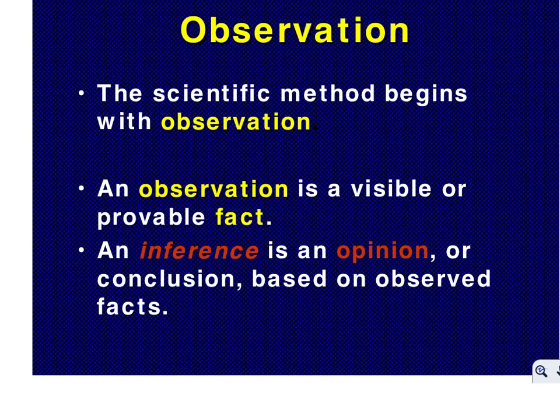The scientific method has to begin with observations. Observations have to be a visible or provable fact. A lot of times people and scientists will even make inferences. Now that's an opinion or conclusion based on the facts. Inferences are what we want to stray away from when we're studying science.